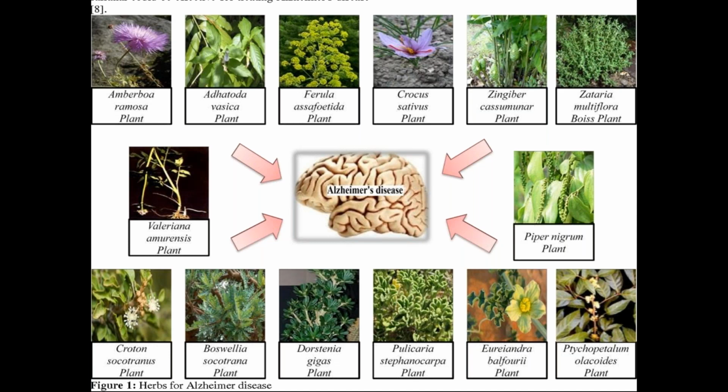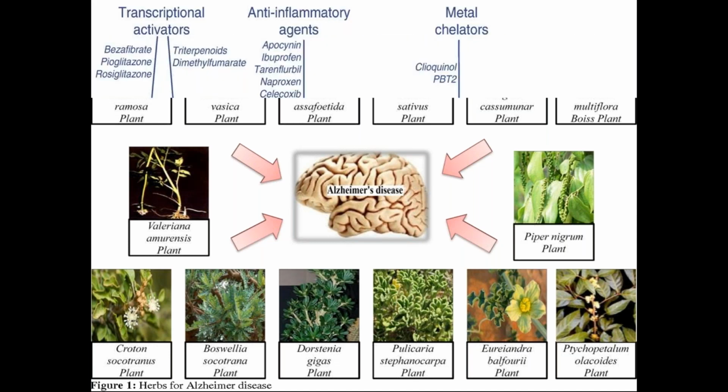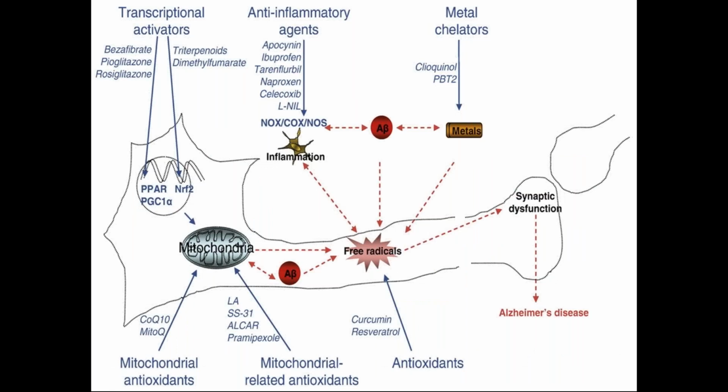I mean Alzheimer's disease. My hypothesis is from this picture. We can block, or inhibit, or stop the production of free radicals. Automatically we can stop the synaptic dysfunction. I mean, we can inhibit the problem of Alzheimer's disease.